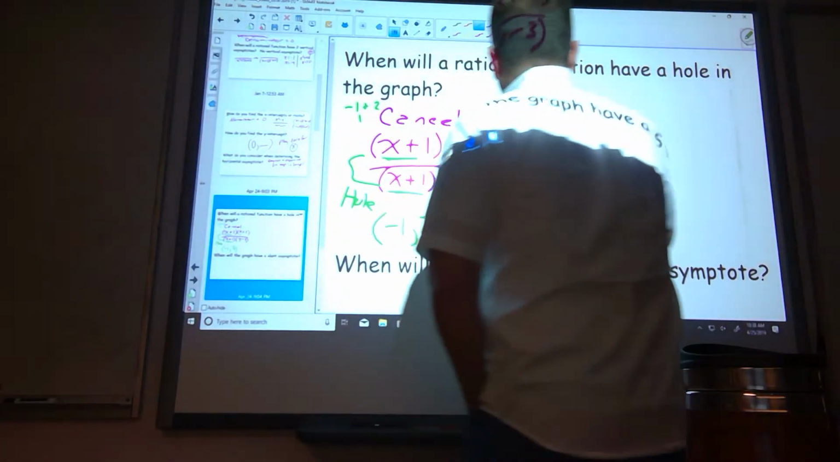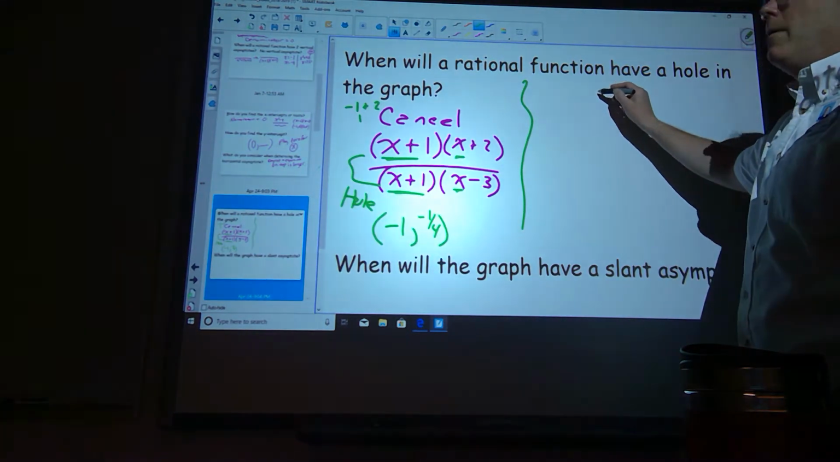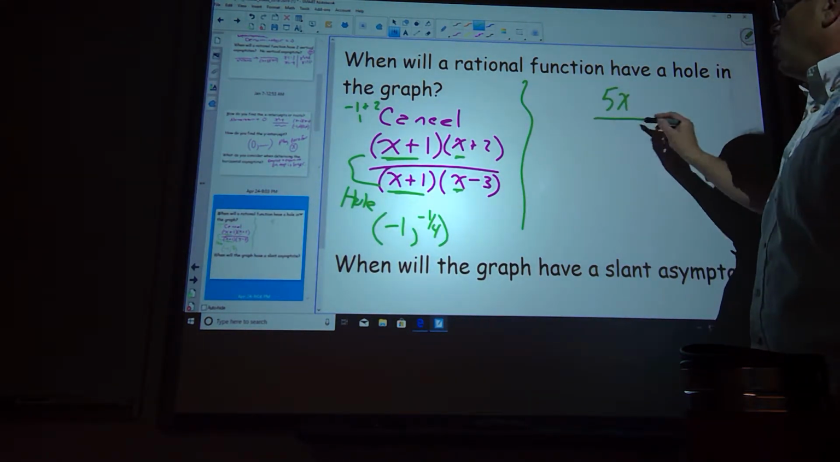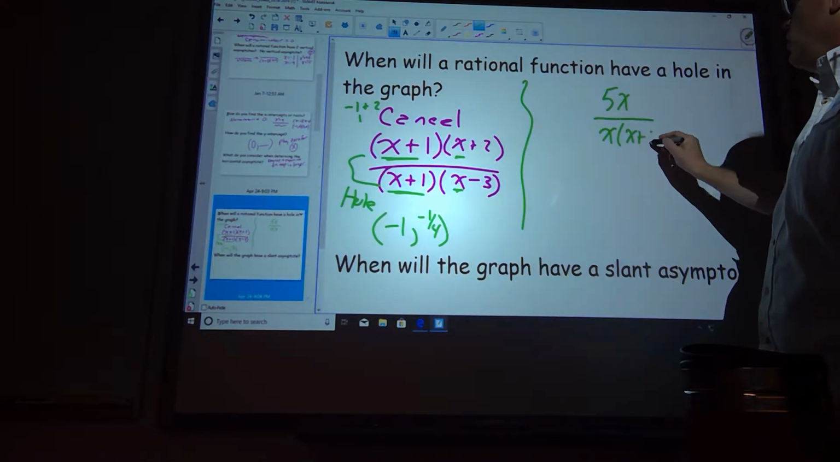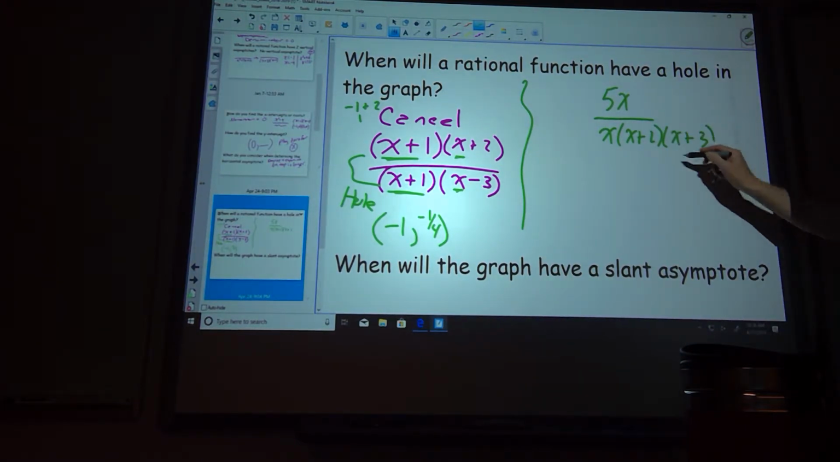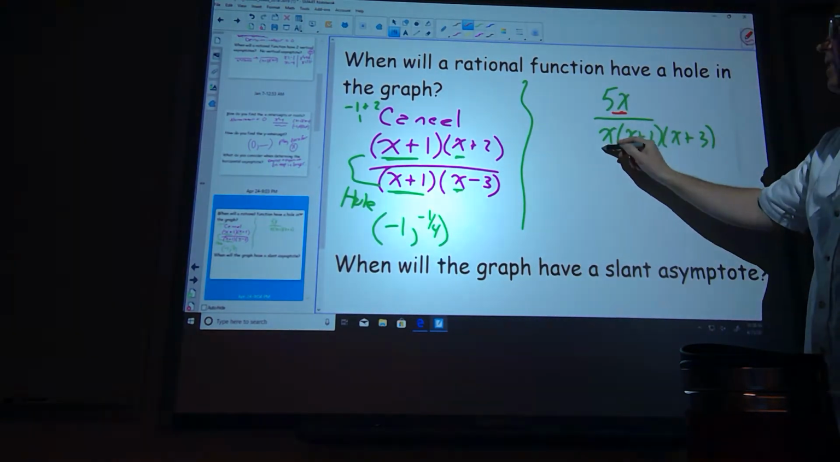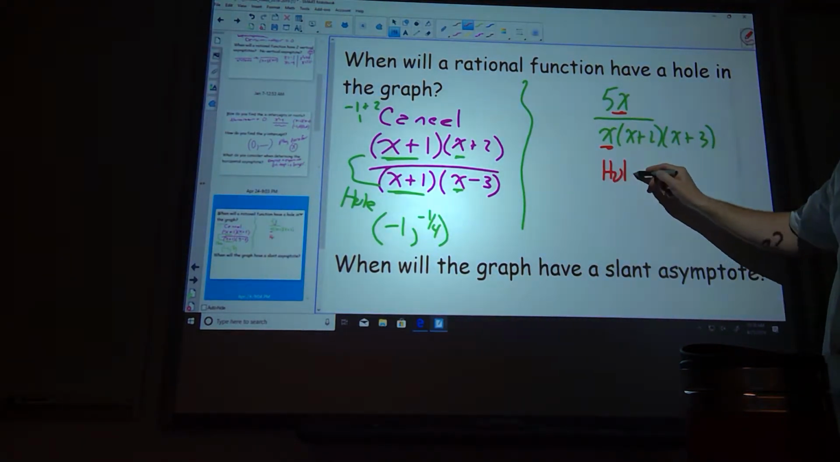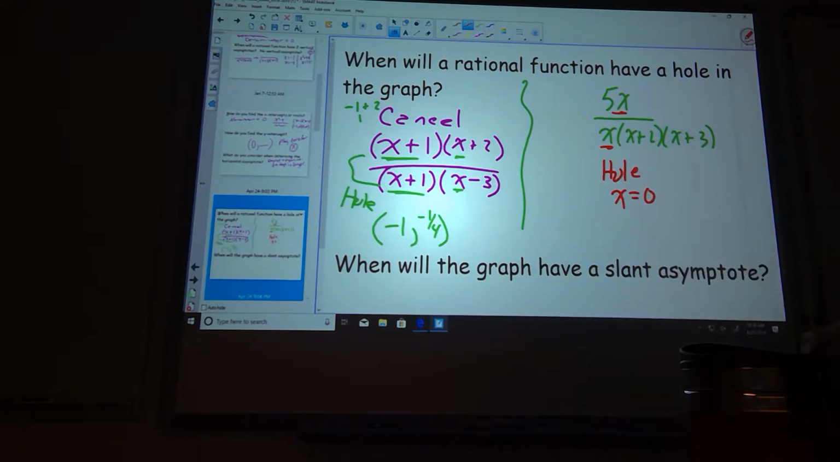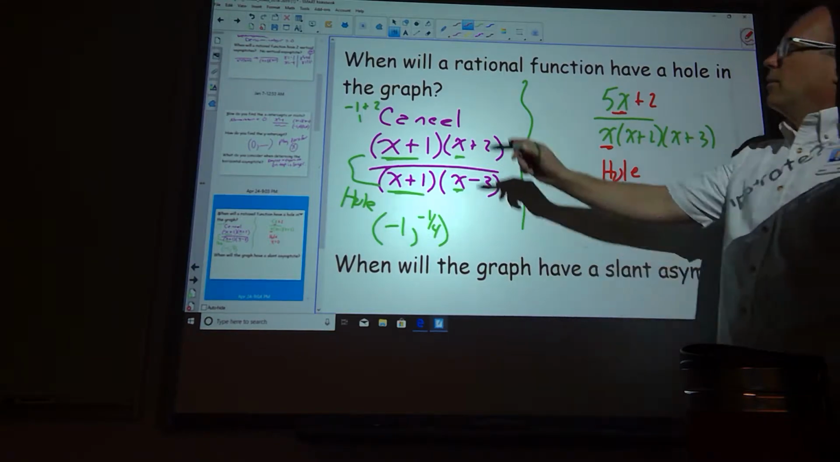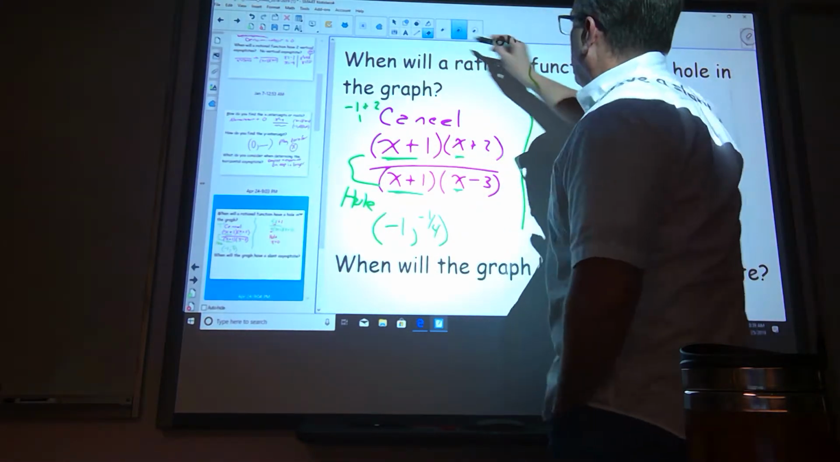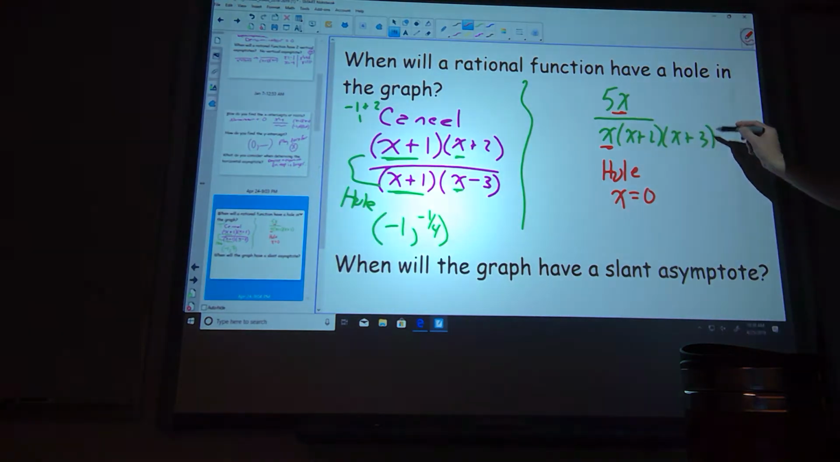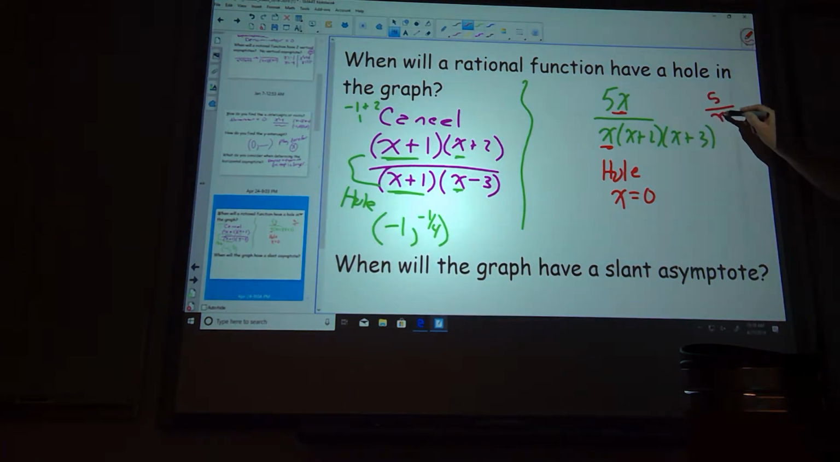You can also have a hole in this scenario. Let's say we had 5x over x plus 2, x plus 3. Because I have an x on top, this would create a hole at x equals 0. Okay? And then let's put like a plus 2 up there. Okay, so that would give you a hole there. Or actually, let's not worry about that. This will work. So if I have a hole at that, it means that my remaining equation is this.